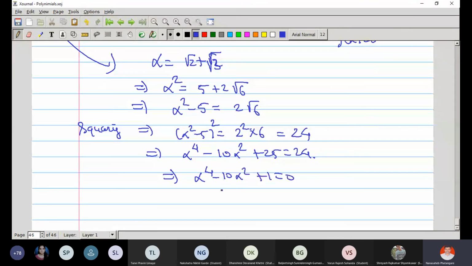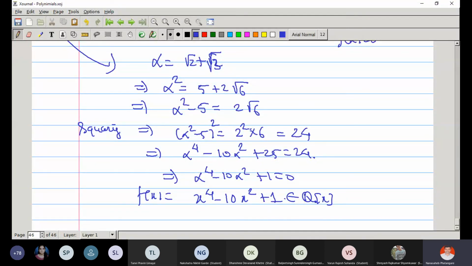Are the coefficients rational? Yes, sir. Is alpha a root of this polynomial? Yeah. And so it is a degree 4 polynomial, and therefore 4 is the least degree. You cannot go below 4. That polynomial has rational coefficients, and root 2 plus root 3 is a root of this polynomial. So 4 is the least degree.